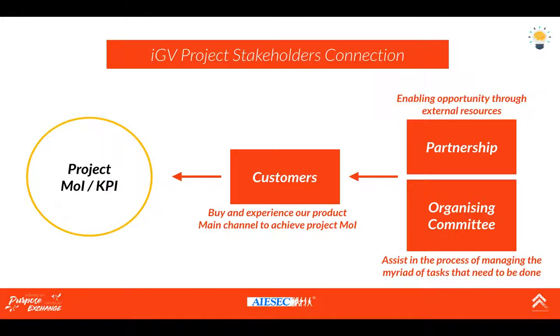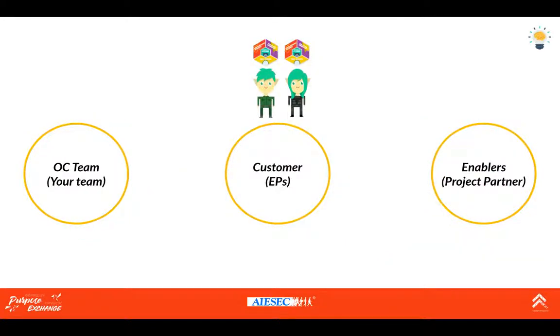So this is what makes AIESEC special, right? When we look into partnership and also OC, you are literally the resources to make this happen. Partnership is the one enabling opportunity through external resources. They are the ones who help and enhance your customer to achieve the ultimate goal. And your OC is definitely you yourself and your team, who assist in making sure the tasks that need to be done are executed for the end outcome. So if you look into the stakeholders of the project itself, EP is our customer, the OC team is you yourself as the organizing team, and the enabler is the project partner itself.